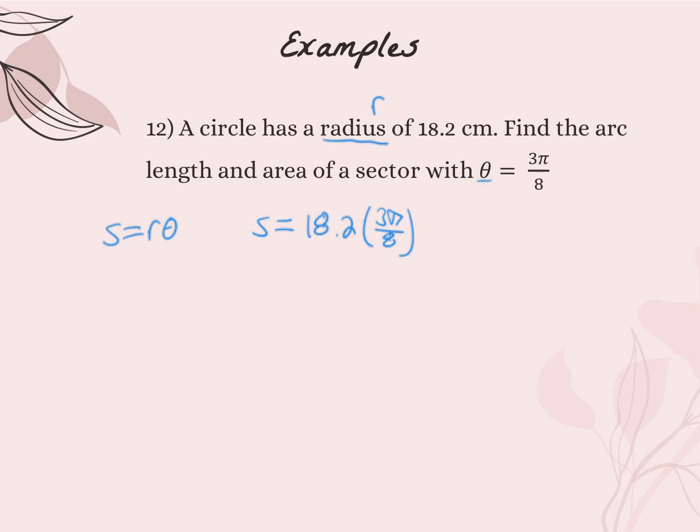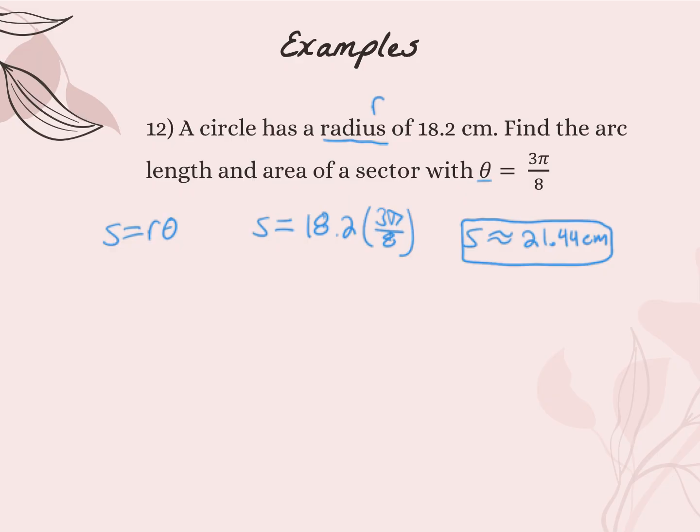And we don't want to really leave it like this. We're going to plug it into the calculator. And it doesn't say, but I'm going to round to maybe 1 or 2 decimal places. So when you plug this into the calculator, we get approximately 21.44. I'm just going to say 21.44 centimeters. And that's our arc length.